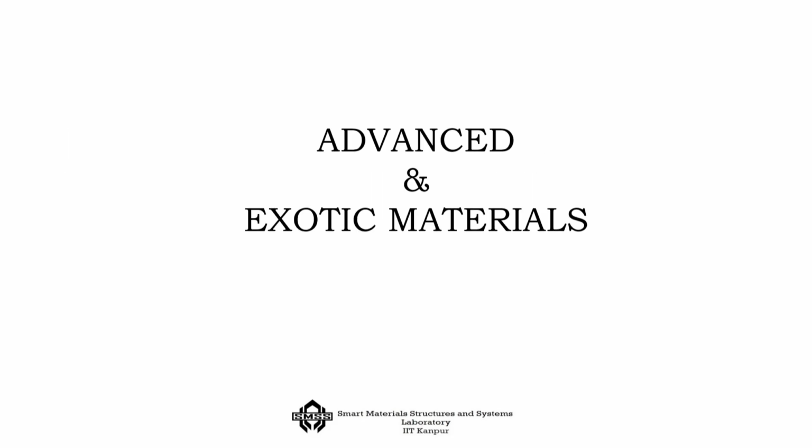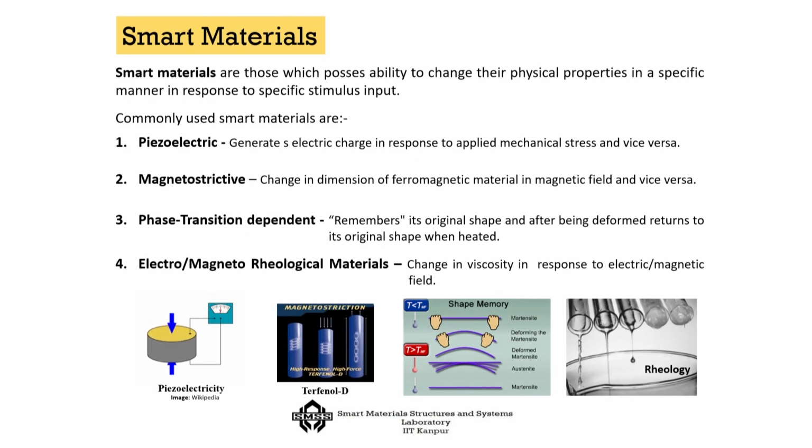To make our life more challenging, we have some advanced and exotic materials also, like the smart materials. There are 4 groups of smart materials. They are 4D materials, meaning they change their nature with respect to time. Like piezoelectric material, which can generate an electric charge in response to a mechanical deformation. Magnetostrictive material, a similar change can happen, but with a change of magnetic field in this case. Phase transition dependent material, which remembers its original shape, and in this case it is a temperature or heat initiated change, and in some cases it can be a magnetic field also. Some of them we call shape memory material.